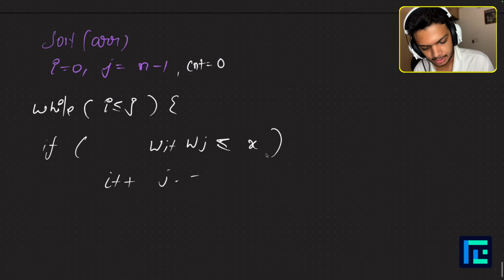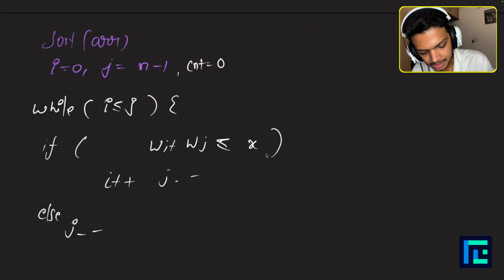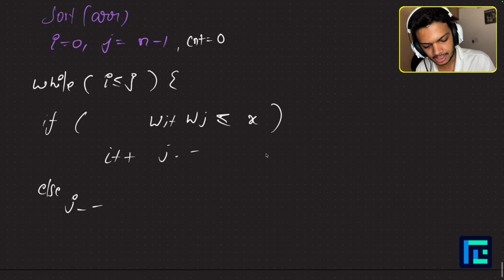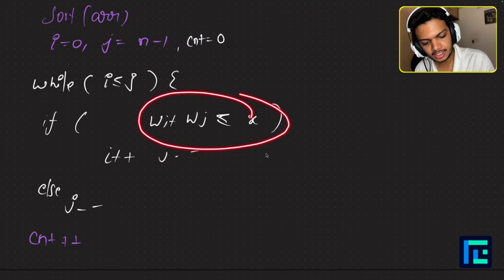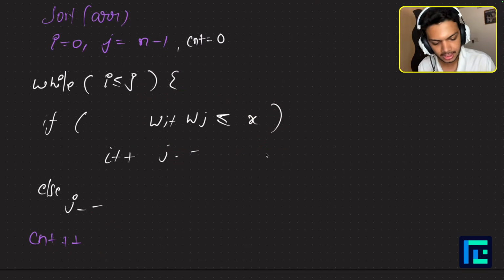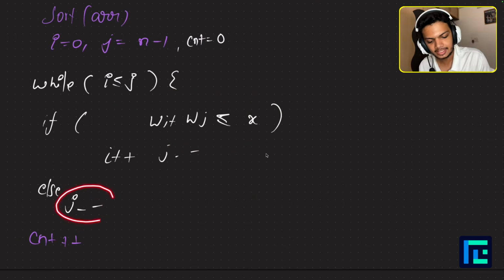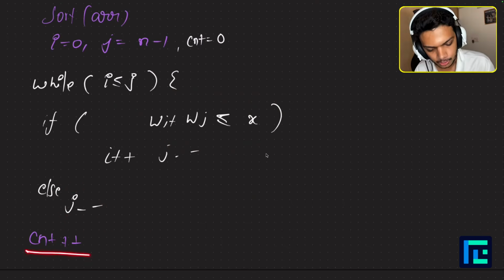But if this is not the case, any which way you will have to assign a gondola to the heavier guy. So you do j minus minus, and then you can just increment the count anyway, right? So if you are able to assign a gondola to both the children, you update the count. Even if you are not able to assign a gondola to both, you will anyway assign a gondola to the heavier guy, and then you do count plus plus.